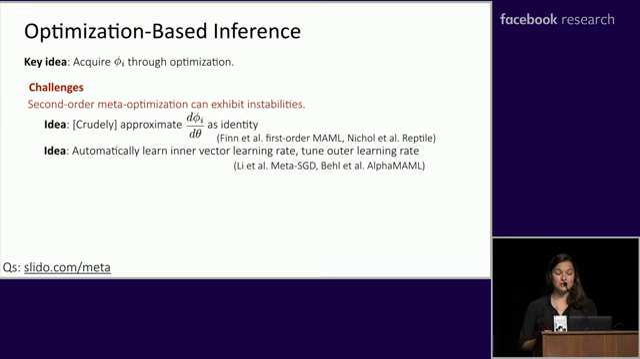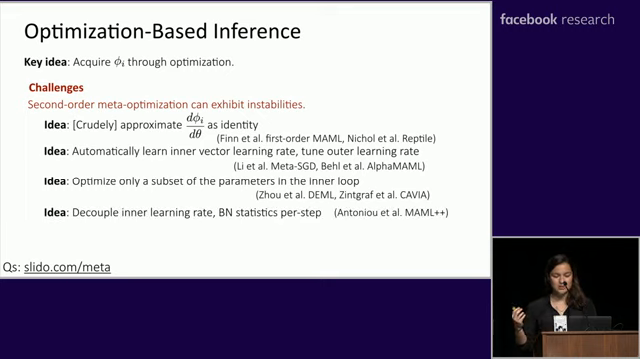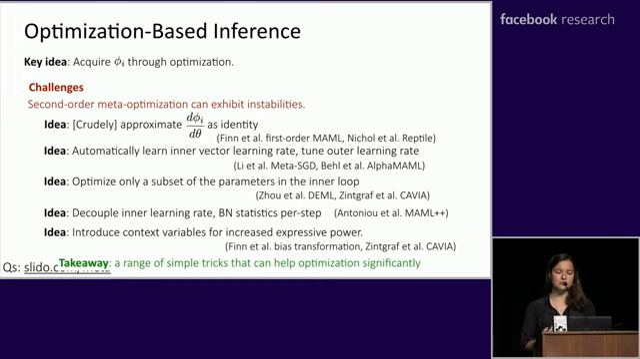Another thing you can do is automatically learn the inner and outer learning rates. You can also optimize only a subset of parameters in the inner loop, such as the last layer or affine transformations at each layer. You can also try to decouple the learning rate and the batch norm statistics at each gradient step to have fewer coupled parameters that might cause instabilities. And finally, you can also introduce additional context variables into the architecture to allow for multiplicative interactions between parameters and allow for a more expressive gradient. And so my takeaway here is that there are a range of simple tricks that can help the optimization significantly.